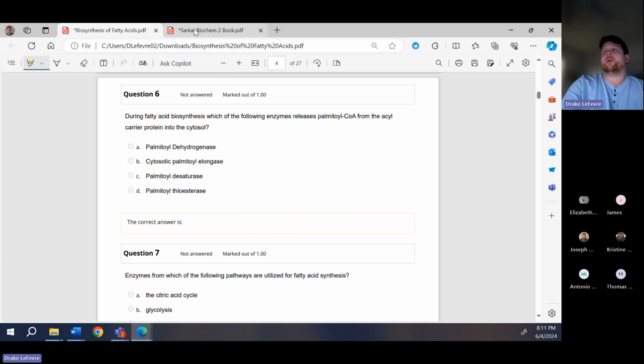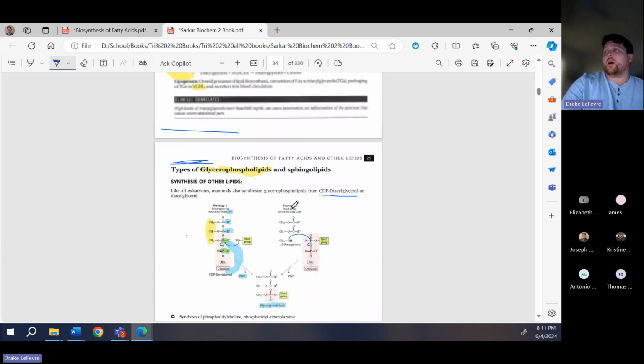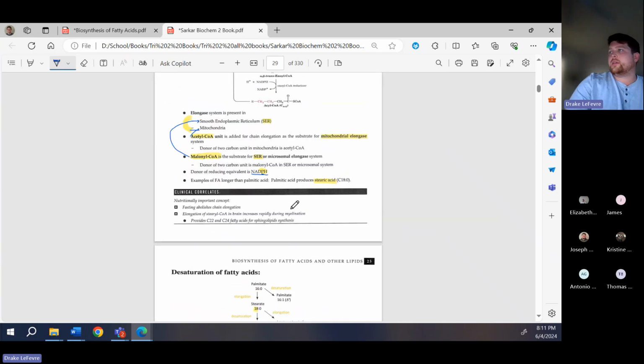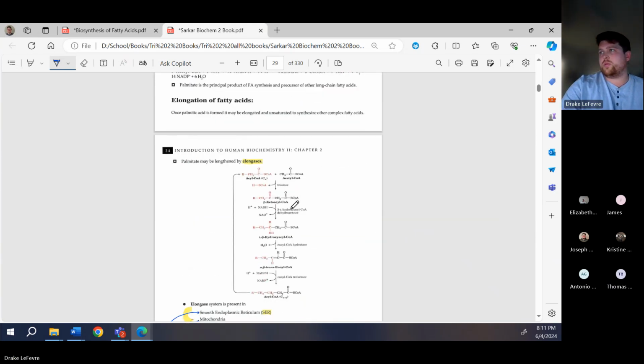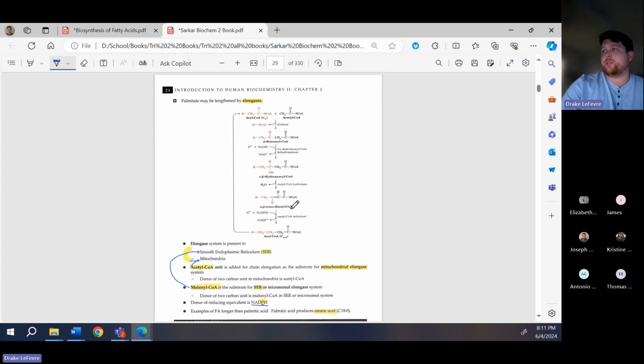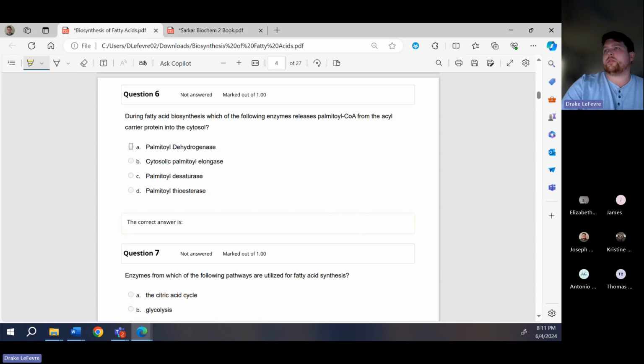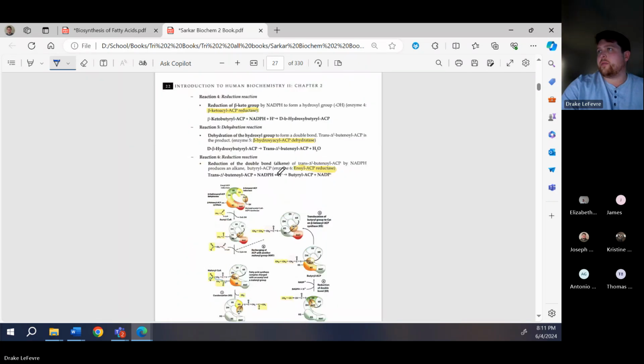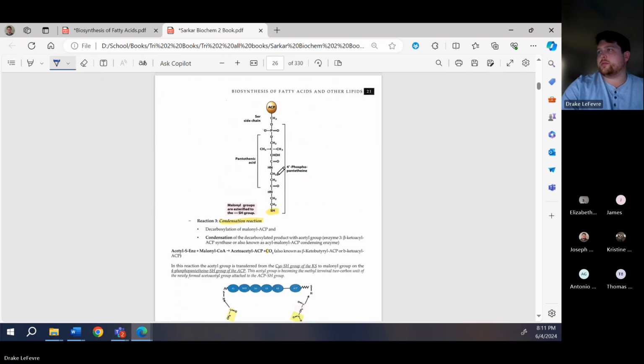Again, this is going to be kind of part of the whole process. So we want to look at... It can be like a thiolase. Yeah, it is going to be the thioesterase. Yeah, the thioesterase.